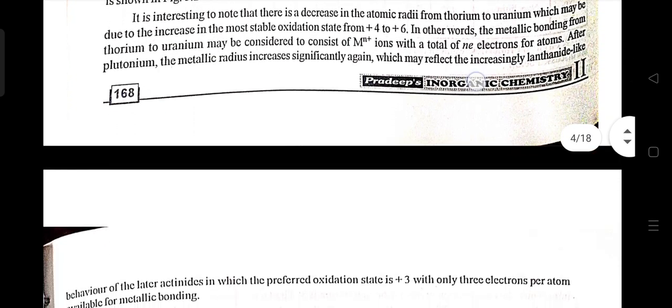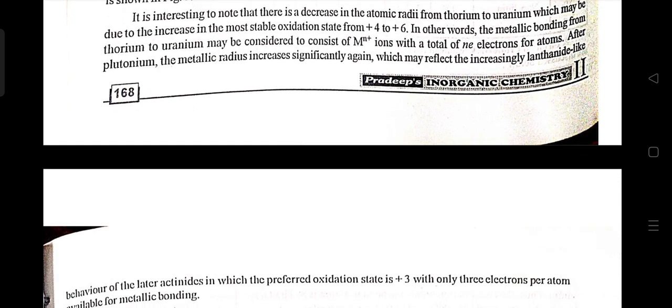It is interesting to note that there is a decrease in atomic radii from thorium to uranium, which may be due to the increase in the most stable oxidation state from +4 to +6. In other words, the metallic bonding from thorium to uranium may be considered to consist of Mn+ ions with a total of n electrons per atom.